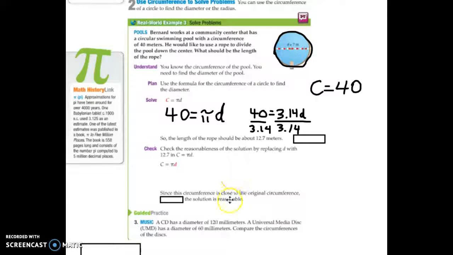Alright. And you can try this guided practice down here, go ahead, but if they give you the circumference, you're going to have to work backwards and divide by pi. If you're looking for the circumference, you take the diameter times pi.